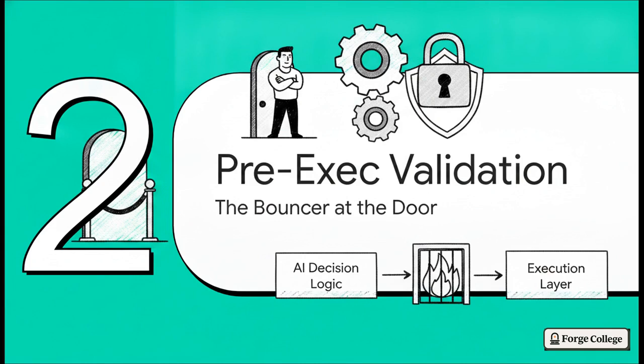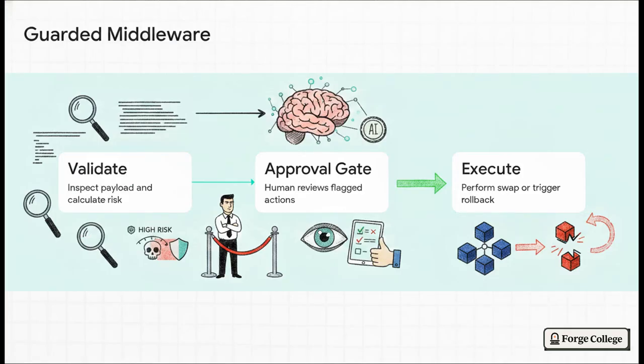Moving right along to Section 2, pre-execution validation. The bouncer at the door. So this is our first tier of defense, sitting right between our AI's decision logic and the actual execution layer. Notice how this guarded middleware flow acts as a strict sequence before any trade is executed? Our AI might decide it wants to buy a token, but it has to get past the bouncer first.